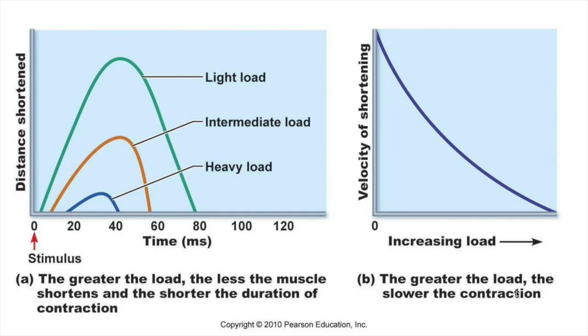This figure shows that the speed of contraction is inversely proportional to the load. So this shows the distance shortened and also the time. This shows the velocity of shortening with an increasing load, which makes sense. As the load gets heavier, it takes the muscle longer to generate enough force to lift it. So velocity is going to be fastest with a lighter load, slower with a heavier load.